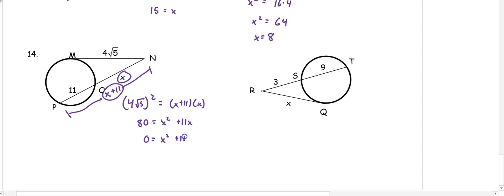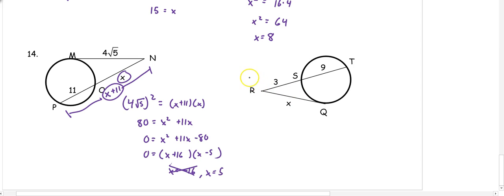So we get x squared plus 11x minus 80. We need two numbers that multiply to negative 80 and add to 11. So those numbers are 16 and negative 5. So when we switch our signs, we get x is negative 16, which won't work, and x is 5.